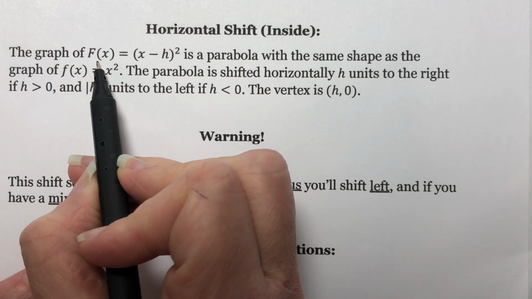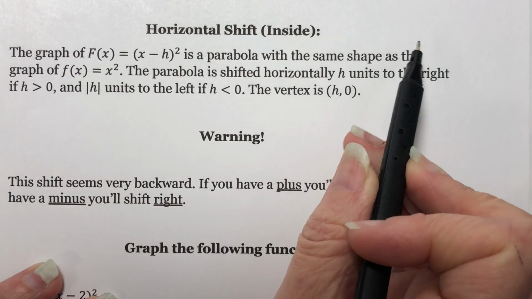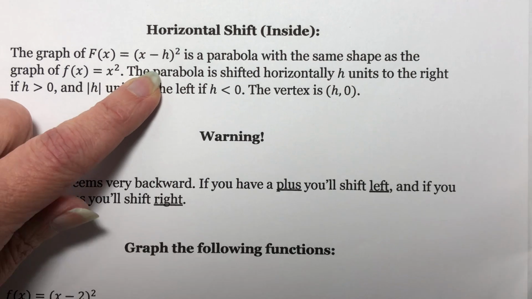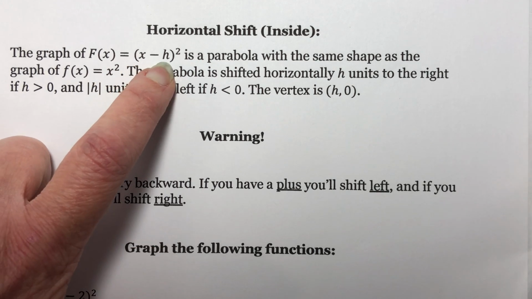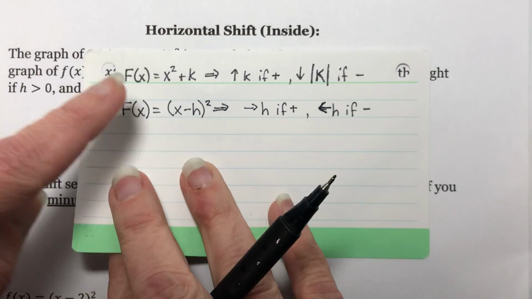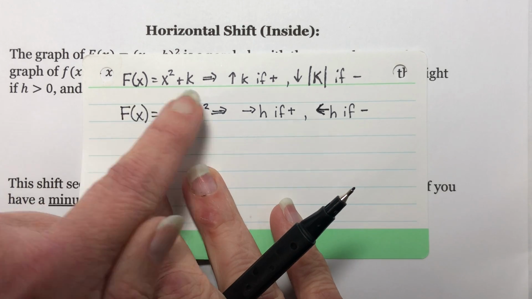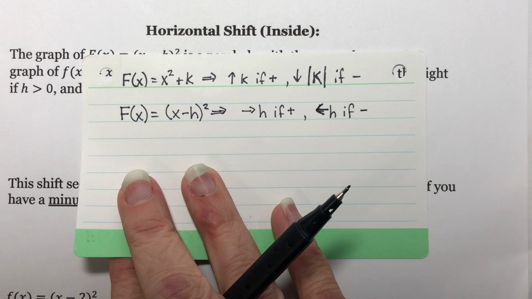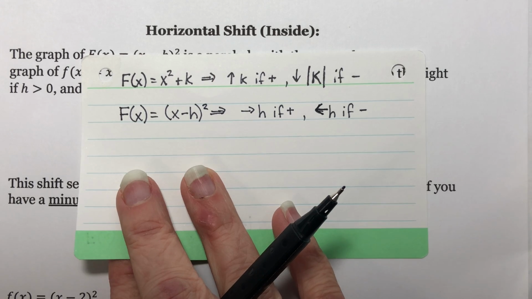The graph of f of x equals x minus h squared is a parabola with the same shape as the graph of x squared. What I mean by inside and outside: notice that the change from x squared is this h, and the h is inside of the square. Compare that to the vertical shift, where the change was outside of the square. Whether something is inside or outside of the square is really important as to which direction you move. We hit this very hard with other kinds of graphs in college algebra.